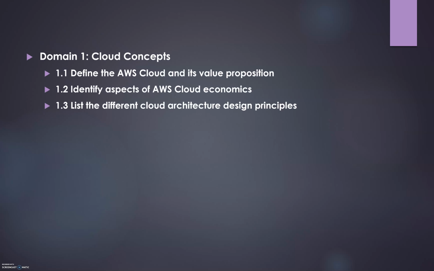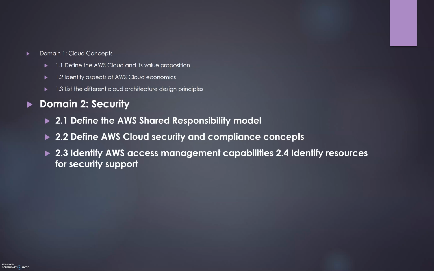In domain 1, it covers cloud concepts. You'll be able to define the AWS cloud and its value propositions, identify aspects of AWS cloud economics, and list the different cloud architecture design principles. Domain 2 is the security domain, which covers the AWS shared responsibility model, and you'll be able to define AWS cloud security and compliance concepts, identify AWS access management capabilities, and identify resources for security support.